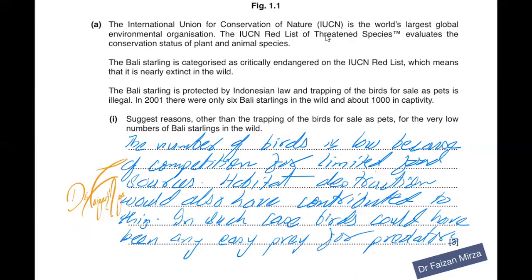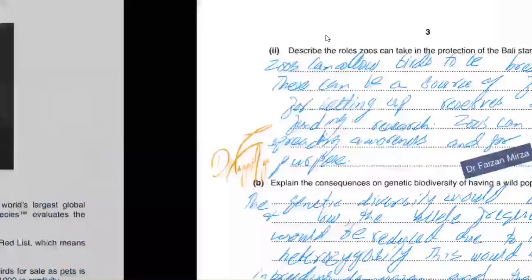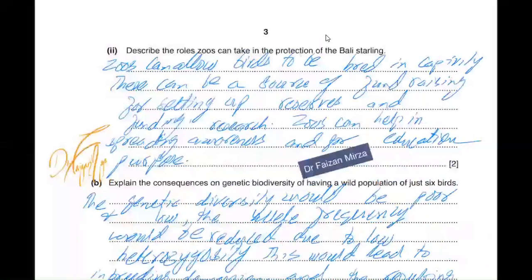So if you move on to the next part, here it states, describe the roles zoos can take in protection of the Bali starling. So zoos allow birds to be bred in captivity. So when it's bred in captivity, they can be a source of fundraising for funding research. Zoos can help in spreading awareness for education purposes as well. So you can just recall the importance of zoos and you can mention it here in this answer.